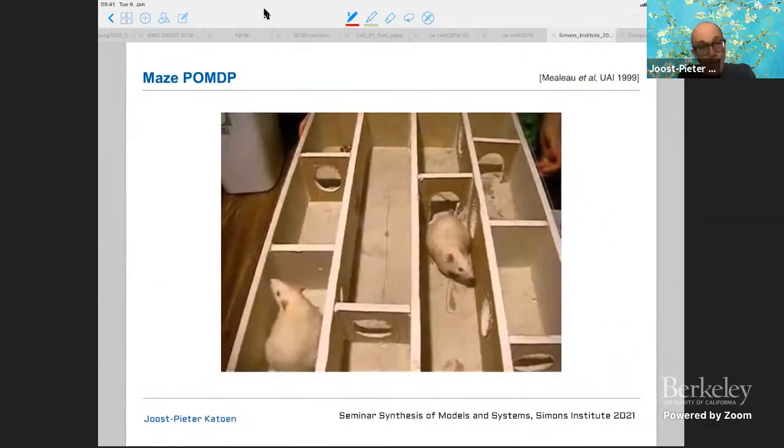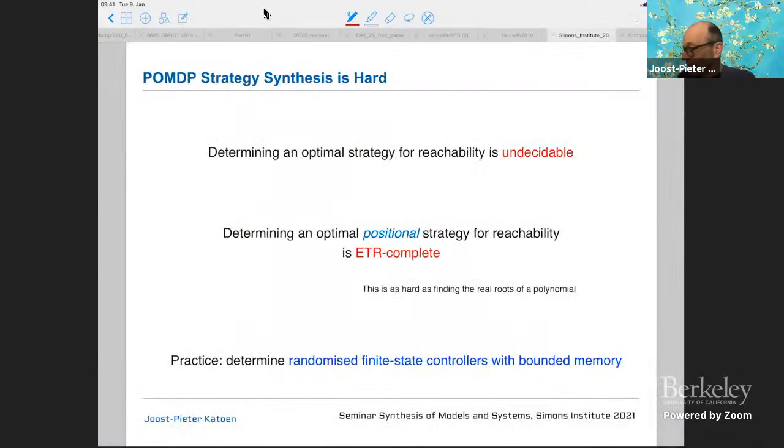The second example is a partially observable Markov decision process, where depending on the location in this maze, you are not able to distinguish one location from another, so it's partially observable. This is very hard, so determining an optimal strategy, for instance, to reach the exit of such a maze is actually undecidable. This has to do with the fact that those strategies need infinite memory. So if you restrict the memory, for instance, to only positional strategies, where memory is basically only the current state, then you can actually solve this as an optimal positional strategy, but this is hard.